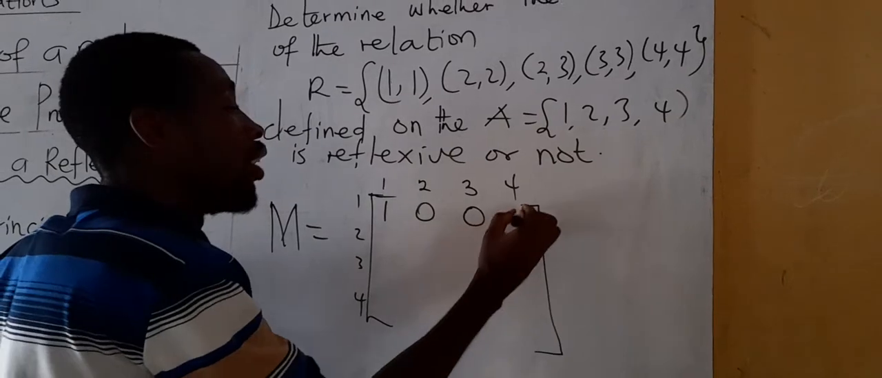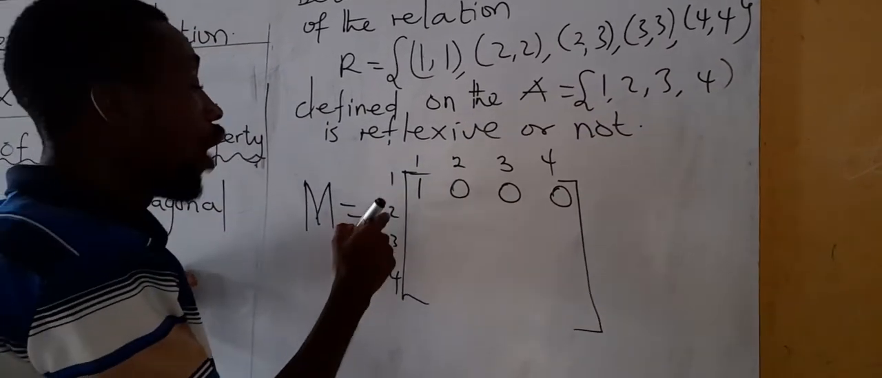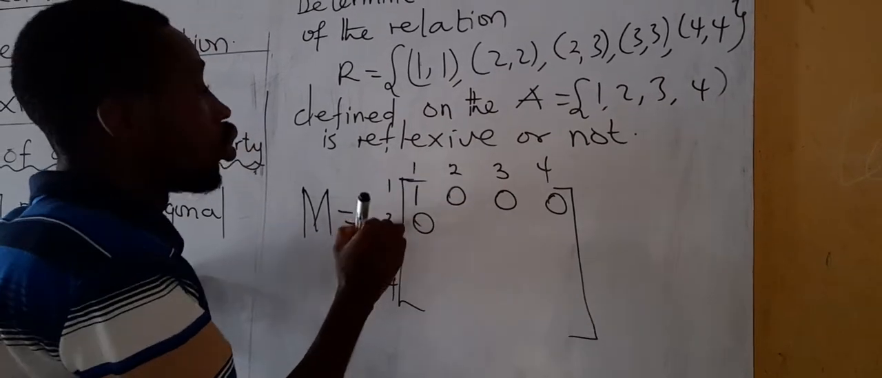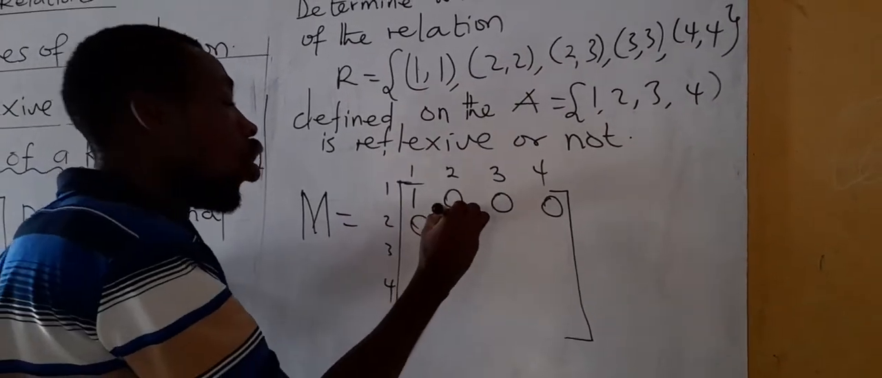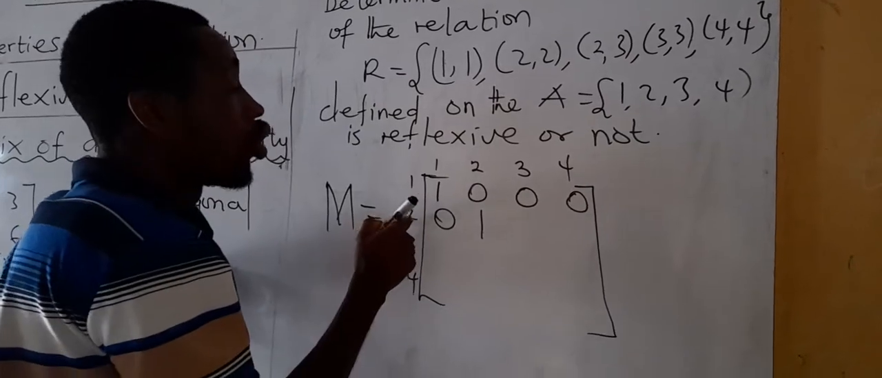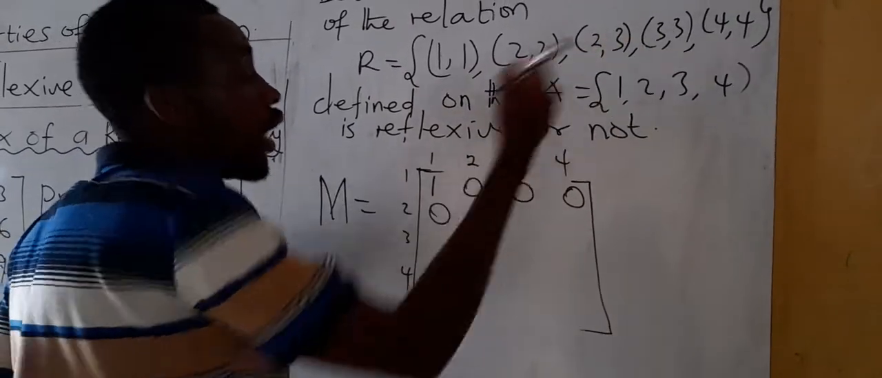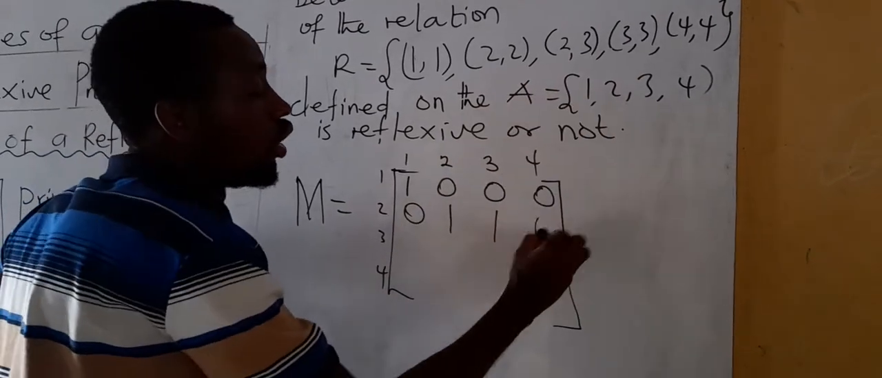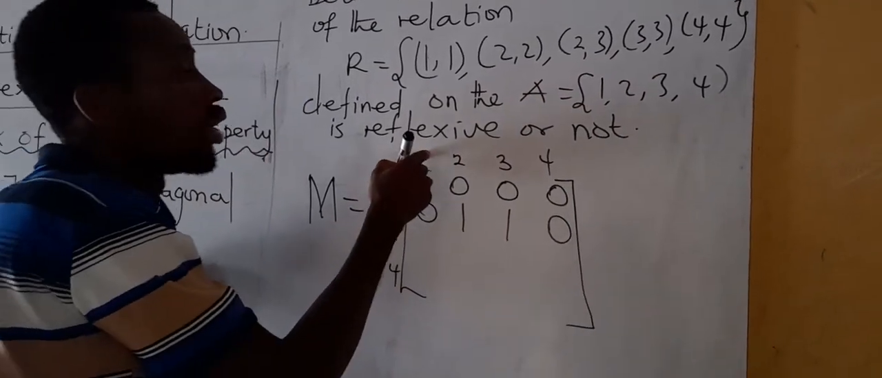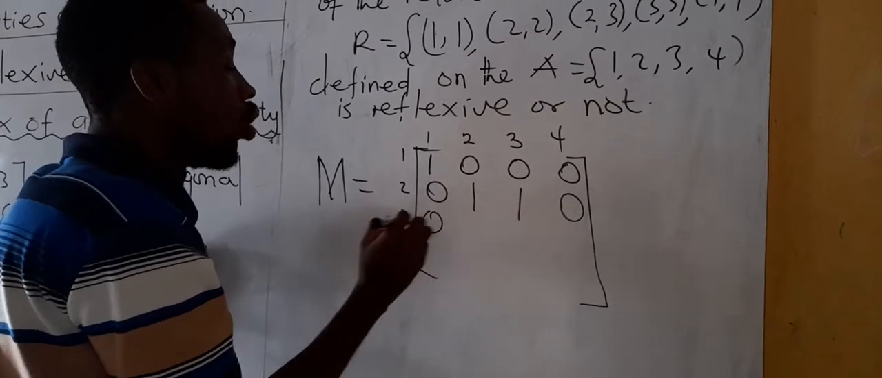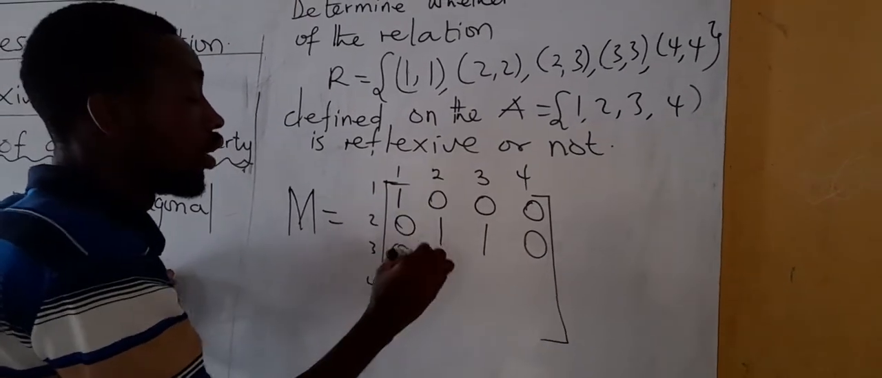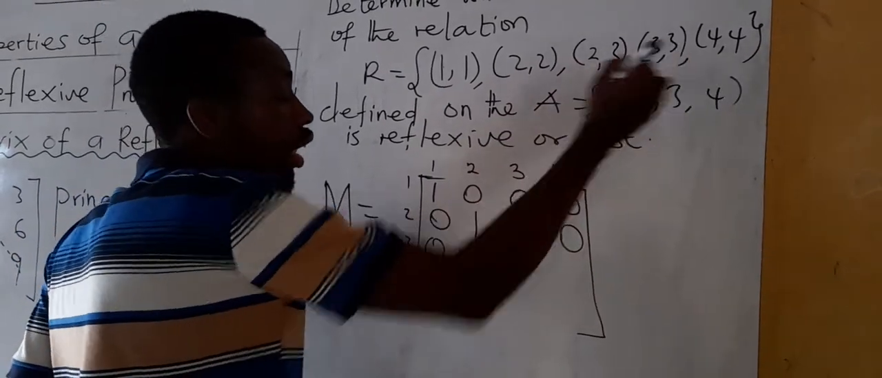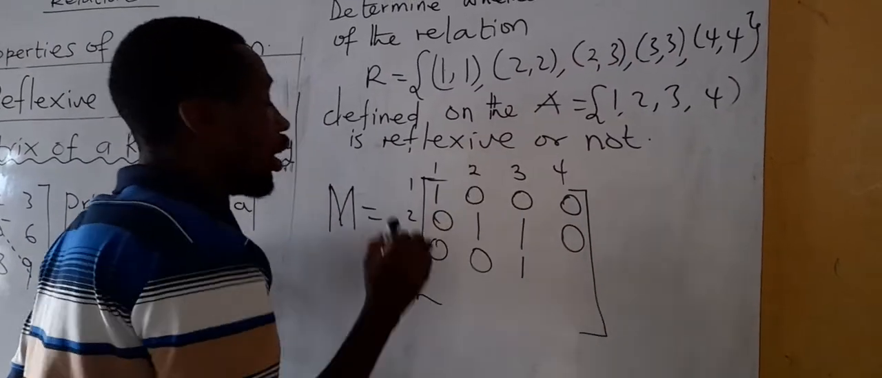Does 2 relate 1? No, off-state, 0. Does 2 relate 2? Yes, on-state, 1. Does 2 relate 3? Do we have 2, 3? Yes, on-state, 1. Does 2 relate 4? No, 0. Does 3 relate 1? No, 0. Does 3 relate 2? No, we don't have 3, 2, so 0. Does 3 relate 3? Yes, it's here, on-state, 1.